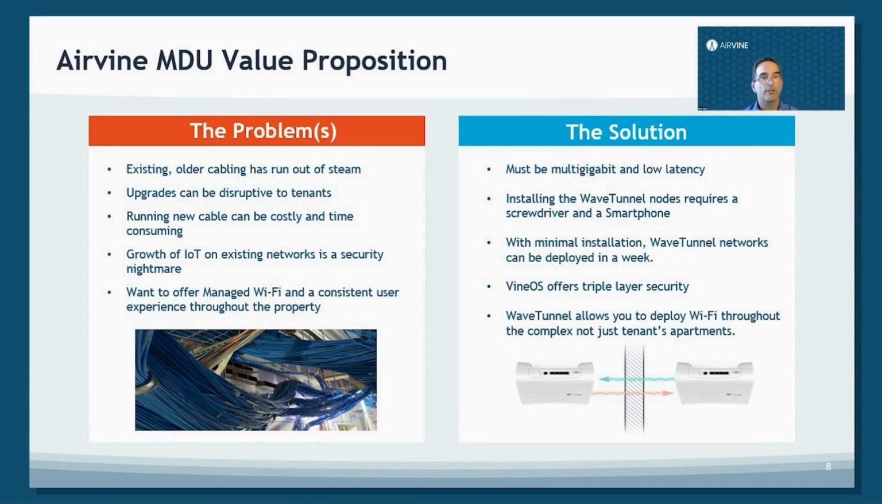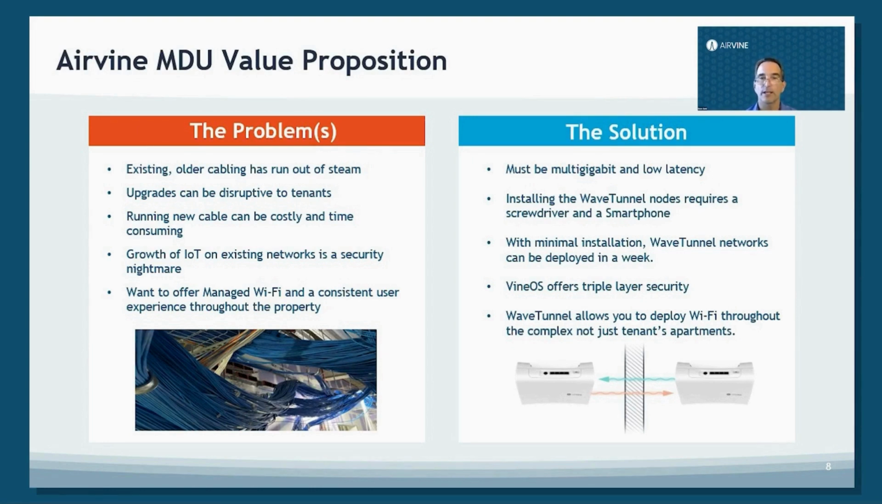Problem: running new cable can be costly. Yes, it absolutely can be costly and time consuming. When you're installing that upgraded Wi-Fi network, you're going to have one team that's going to do your cable pulling. You're going to have one team that's going to come back later and do your Wi-Fi installation. And you might even have a third team that's going to come commission it. That's 3 different teams that have to be coordinated, and inevitably takes much longer than simply deploying a WaveTunnel network.